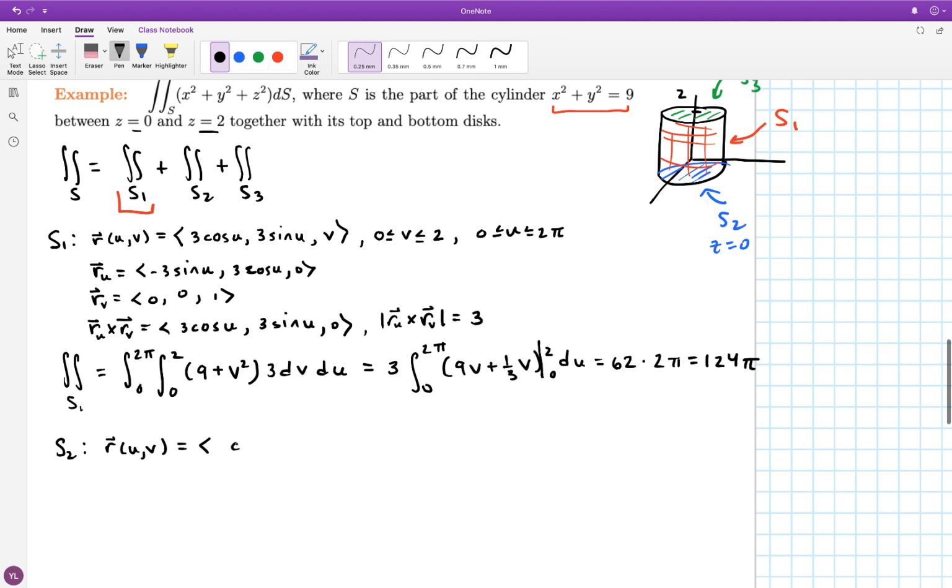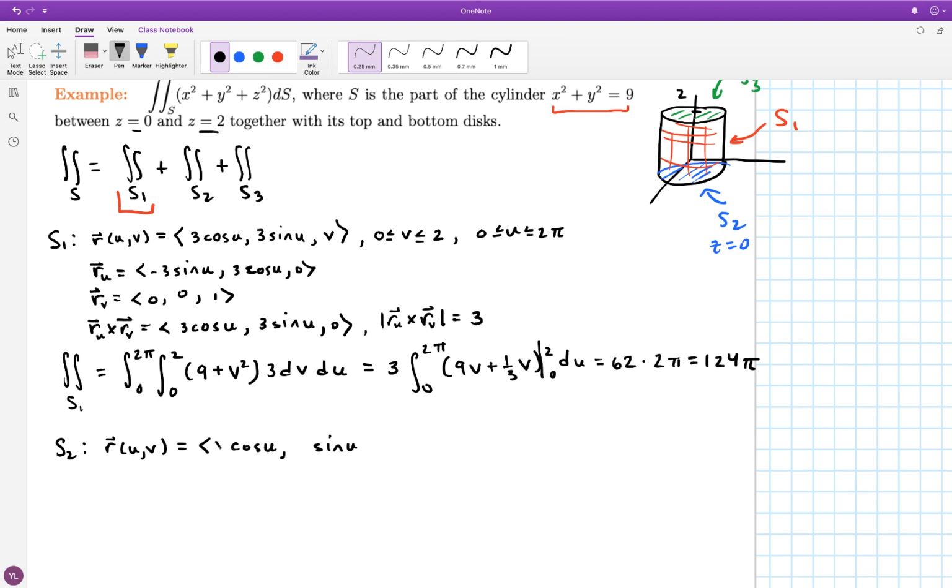So if I put a cosine u in for x and a sine u in for y, I know that makes x and y parameterize a circle. If I don't put anything here, it would be a circle of radius 1, right? But with the other parameter, I'd like to be able to parameterize every single circle that makes up this blue disk right here. So that is like a circle of radius 0 all the way out to a circle of radius 3.